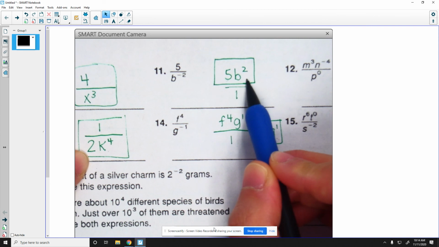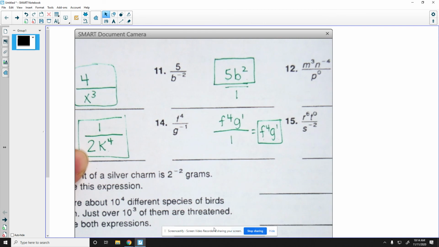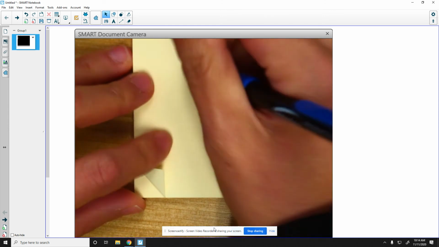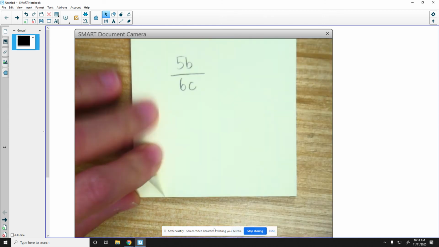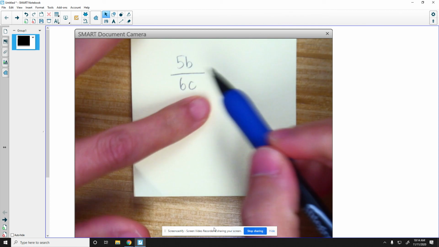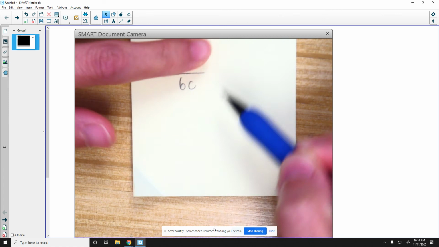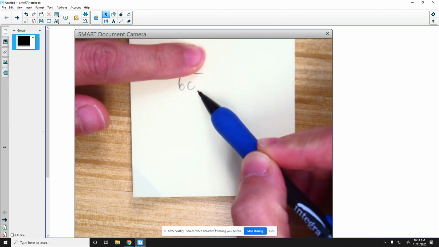Always put the number first and then the letter. Yes, Reed? If there's 5B on the top and 6C on the bottom, how would that work? Yeah, so if you had 5B on the top and 6C at the bottom, I'm just talking about the same level. In the top level, numbers come first, then letters. On the bottom level, numbers come first, then letters.